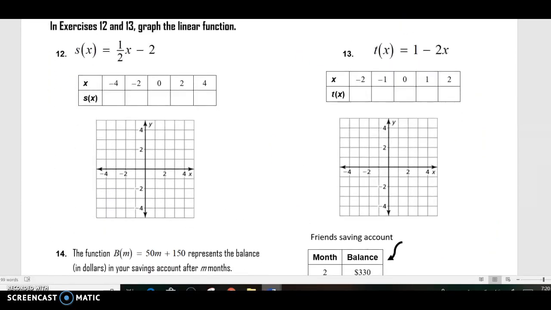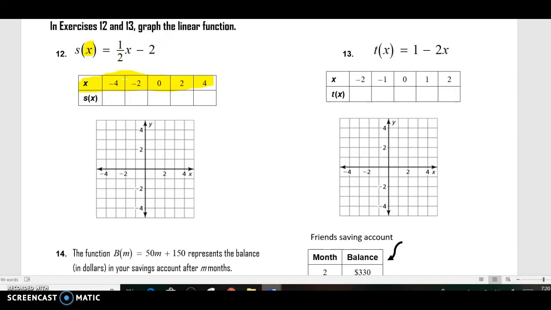So in this next set of examples, what we're going to do is graph the linear function. Okay, so this is not too bad. We're given some function values. So notice here's my function rule, s of x equals 1/2 x minus 2. And then they're telling me that these are the values of x that I want to plug into my function rule. So again, I'm just evaluating that. It's like an input-output table.